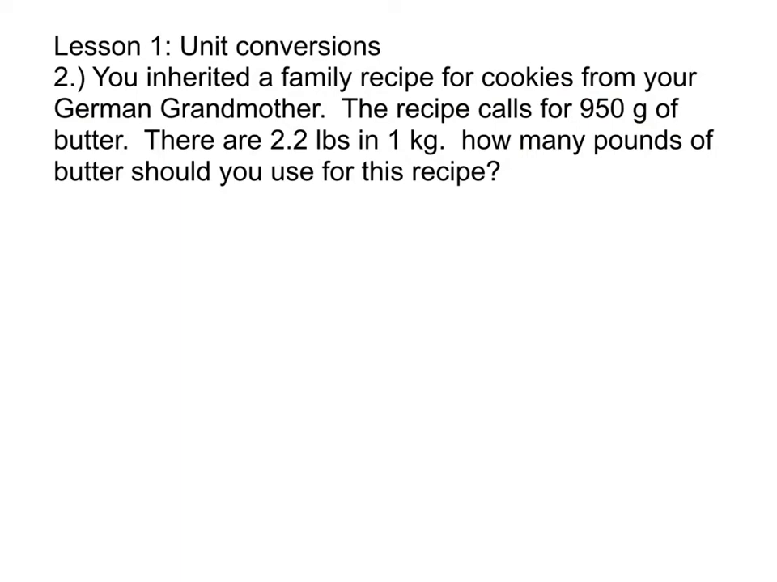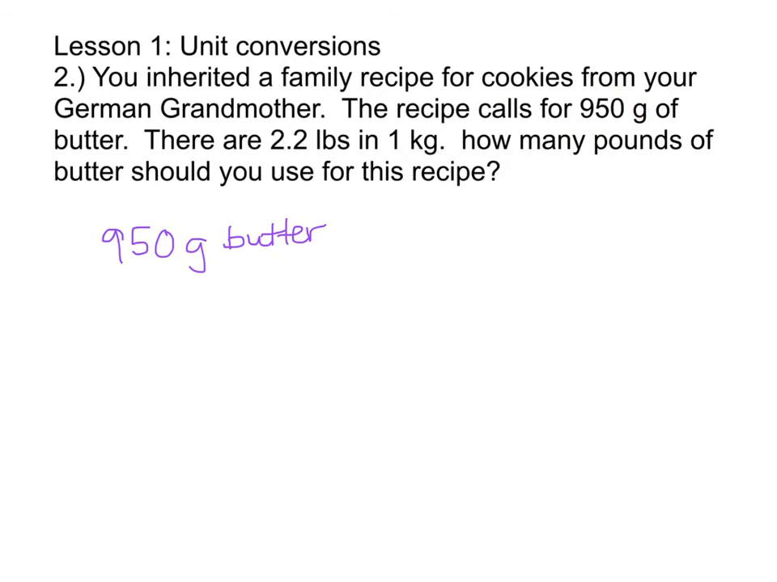Okay, so again, we always want to start with what we know. So here, we know that we have 950 grams of butter. So this is what we need to start with. And again, we're going to use our unit conversions. Our conversion from the metric system to the English system is kilograms to pounds. So our first step is that we need to convert 950 grams to kilograms.